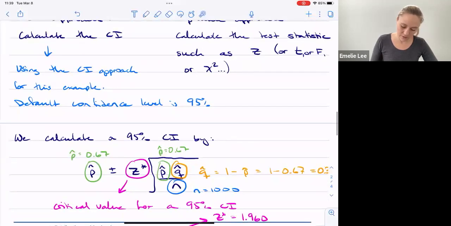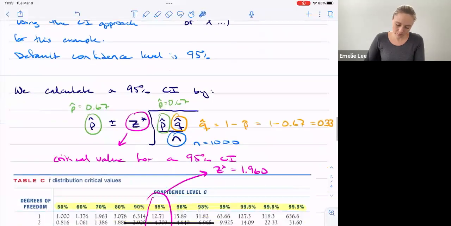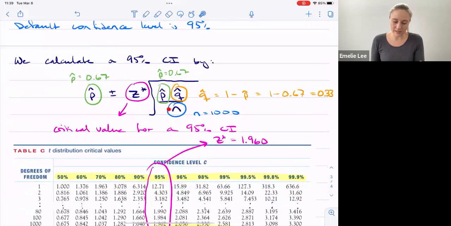Why did we do 95%? Because it didn't say, and the default confidence level is going to be 95%. So if you're ever unsure, then use a 95% confidence interval. Good. So let's plug in our values and see what our confidence interval is.